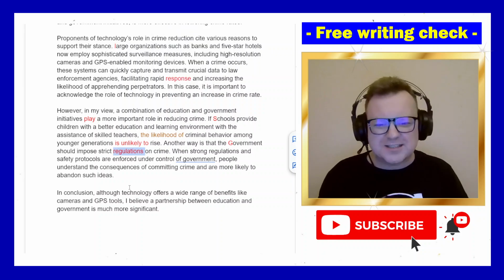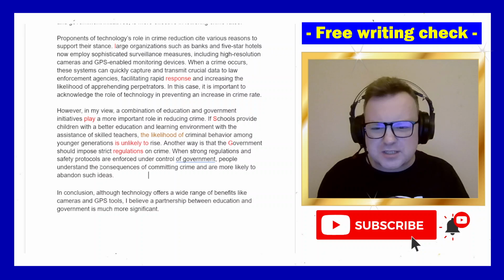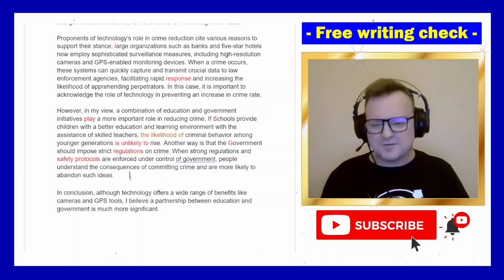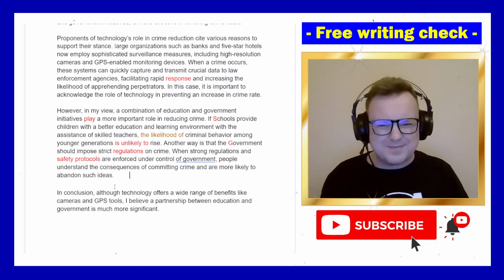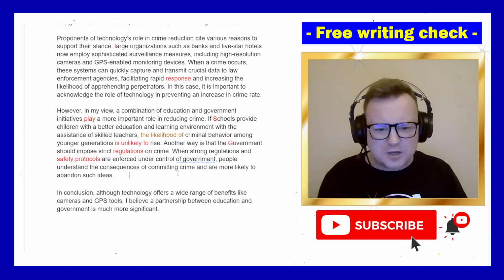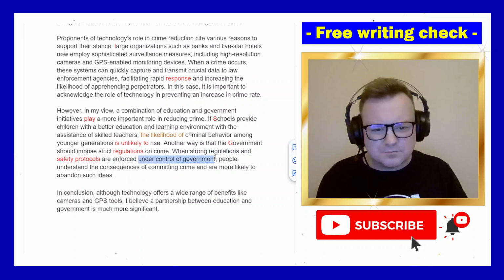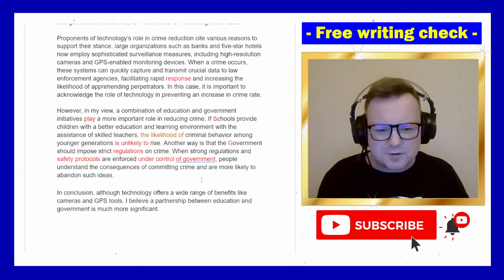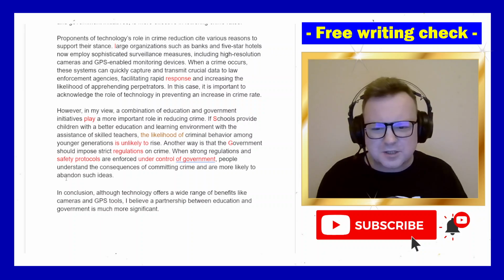So regulations isn't exactly the right word there. When strong regulations and safety protocols are enforced, I don't know, safety protocols on crime? No. Safety protocols on health and safety policies and things like that, rules, maybe even laws, fine. But on crime, safety protocols on crime, I don't know exactly what it means, and it's not explained. When strong regulations and safety protocols are enforced under the control of the government. So, lapse in grammar there. People understand the consequences of committing crime and are more likely to abandon such ideas.